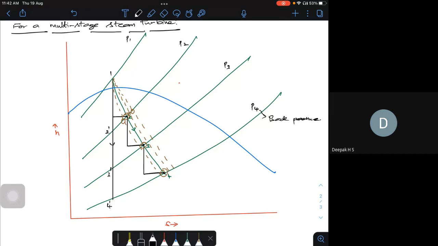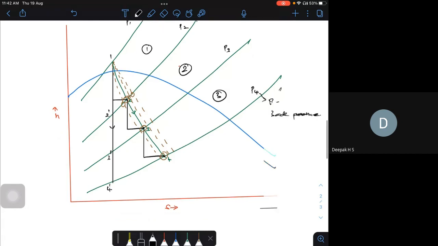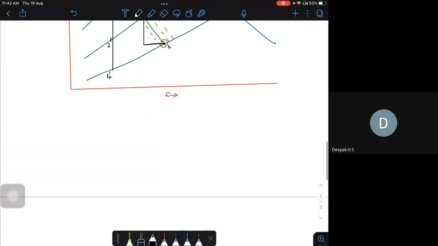State 1 is the initial point. State 2 shows the first stage. This is for the first stage. This is for the second stage. This is for the third stage. Okay. For each stage I can write. If I call this point 2, then H1 minus H2, or I can call it maybe the stage efficiency. The stage efficiency is equal to H1 minus H2 divided by, okay.